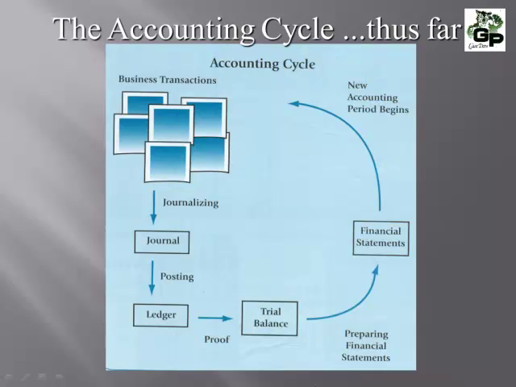Welcome back. Today we're going to start a new unit, but before we start the new unit, let's talk about the accounting cycle the way we know it now. First of all, we start with business transactions, and this is what we learned in the earlier units of the textbook. We learned how to journalize into the journal and then post into the ledger. We learned how to create a trial balance, which is proof of the mathematical accuracy. Then we learned to prepare financial statements. And then when that's done, our new accounting period begins. So that's the state of the accounting cycle at the moment.